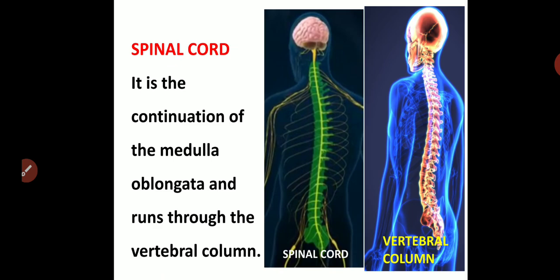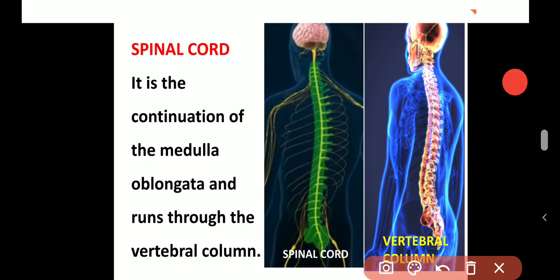Here in this diagram you can see the location as well as how the spinal cord looks. It's a long unsegmented cord-like structure extending from the medulla oblongata of the brain through the neural canal of the vertebral column to the lumbar region. In this diagram, this is the vertebral column that is shown.